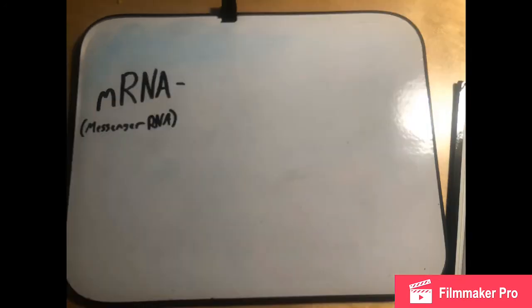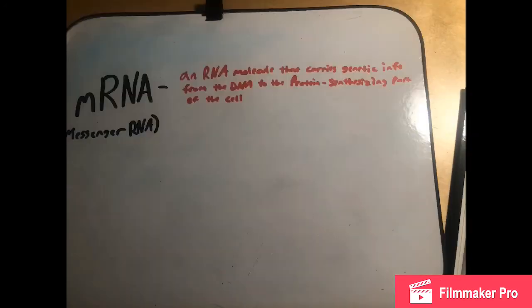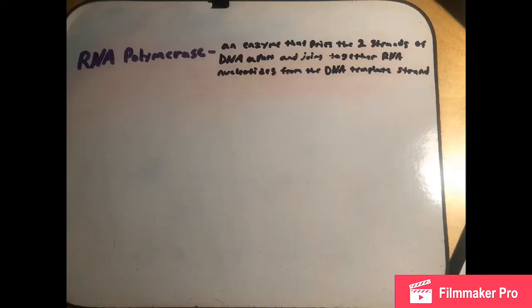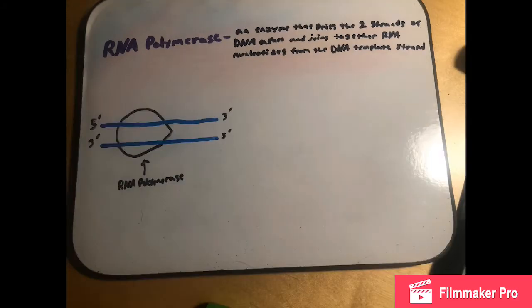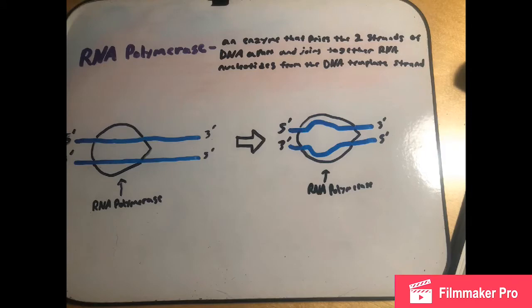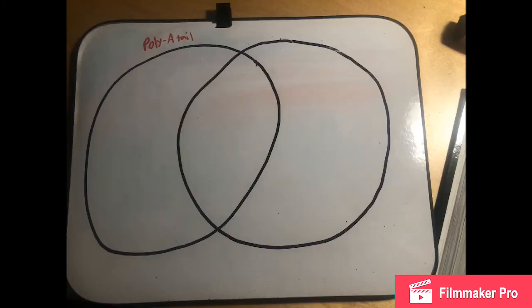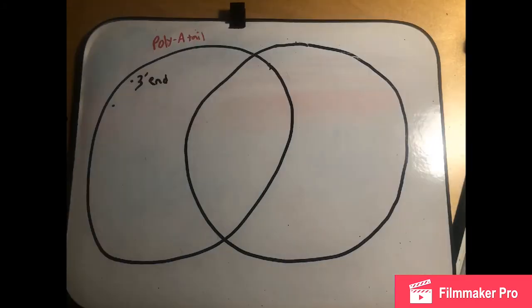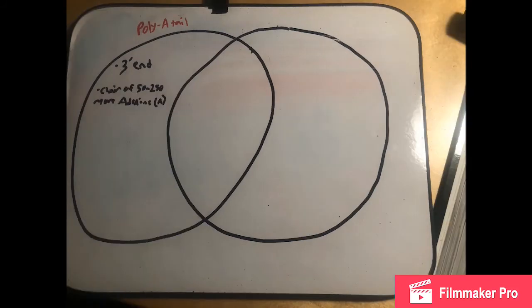mRNA, also known as messenger RNA, is an RNA molecule that carries genetic information from the DNA to the protein synthesizing part of the cell. RNA polymerase is an enzyme that pries the 2 strands of DNA apart and joins together RNA nucleotides from the DNA template strand.